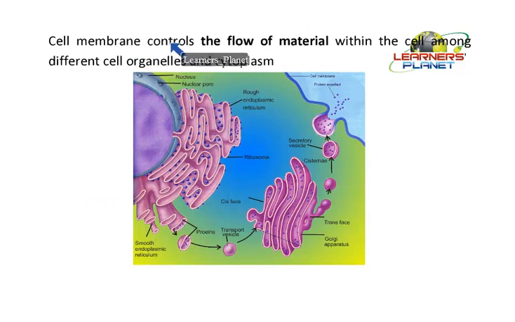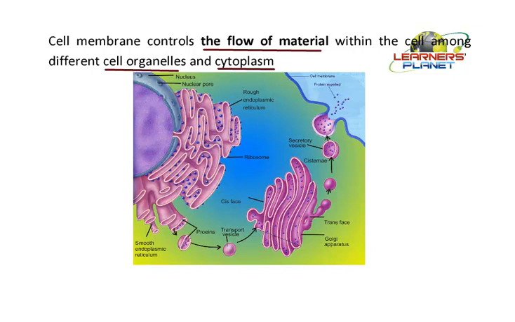Further, the cell membrane also controls the flow of material. Now, what do you mean by the flow of material? We have already studied the exchange of material. What is the difference? In this topic, we will focus on the intracellular movement, that is the flow of material between the different organelles and the cytoplasm, or from one organelle to another organelle. The picture is shown below here. Let us try to understand with the help of this.